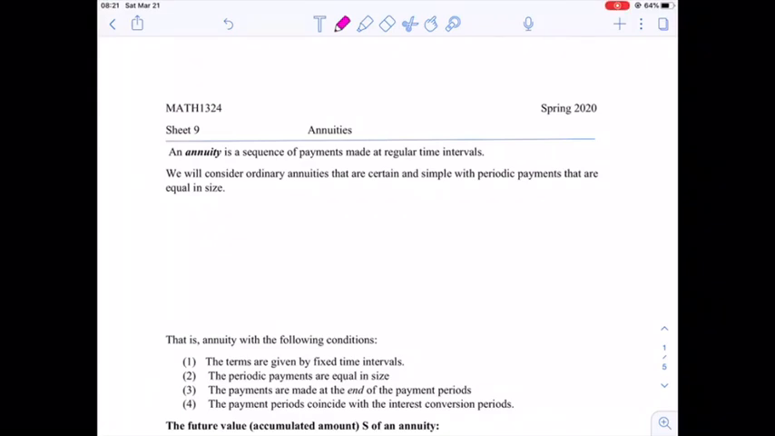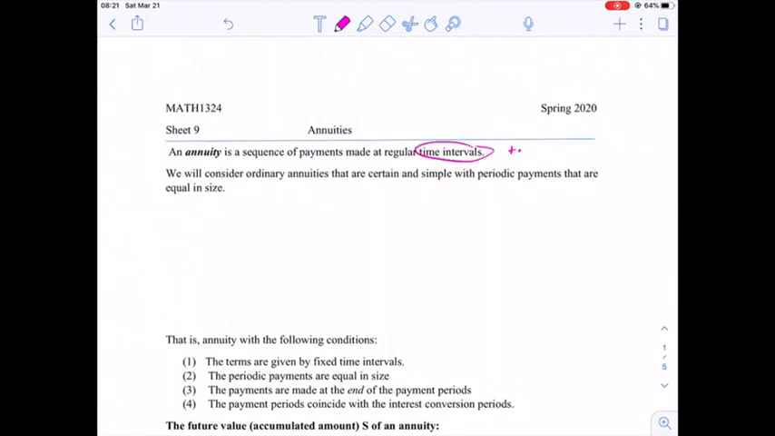In this video, we discuss annuities. What do we mean by annuity? Annuity is a sequence of payments made at regular time intervals, and these are called terms. Examples of annuities: regular deposits to a saving account, monthly home mortgage payments, monthly insurance payments, retirement payments. These are examples of annuities. And here we focus on ordinary annuity.